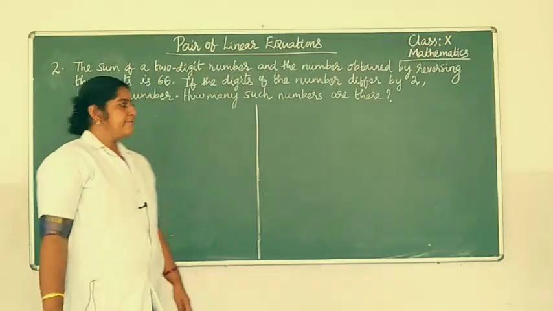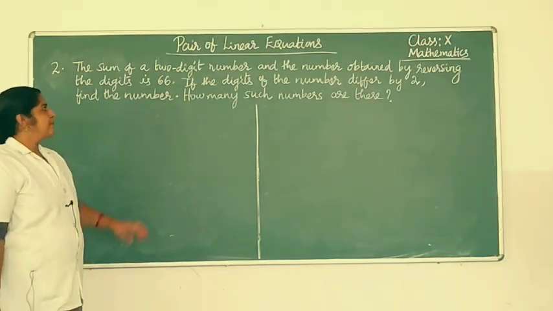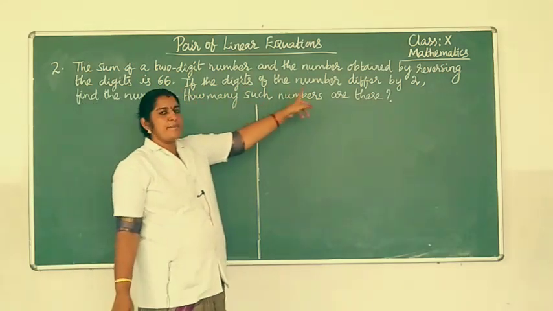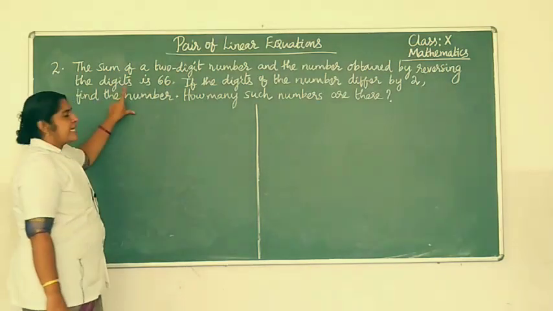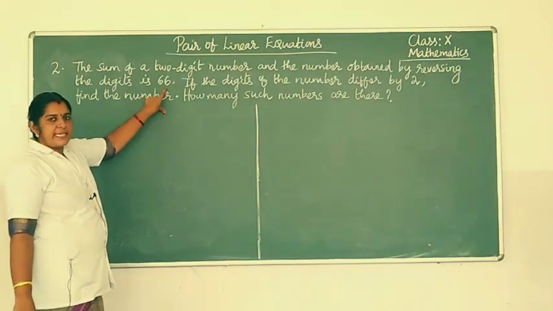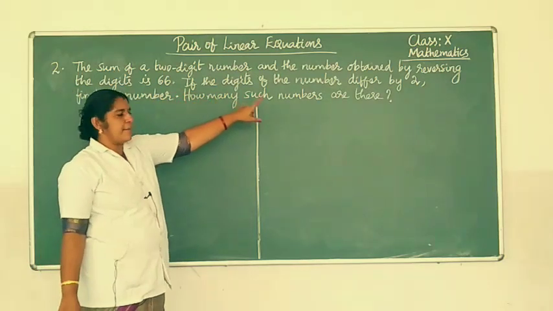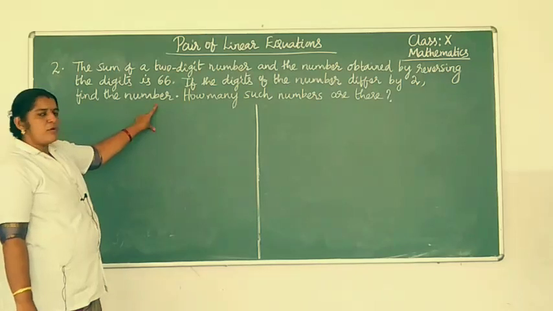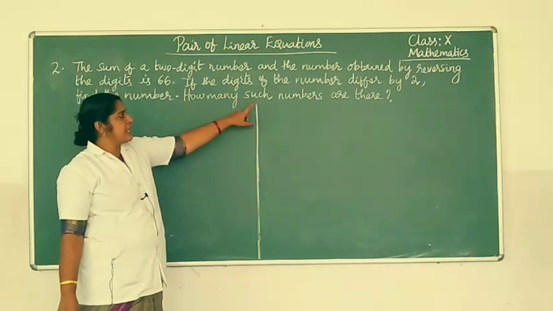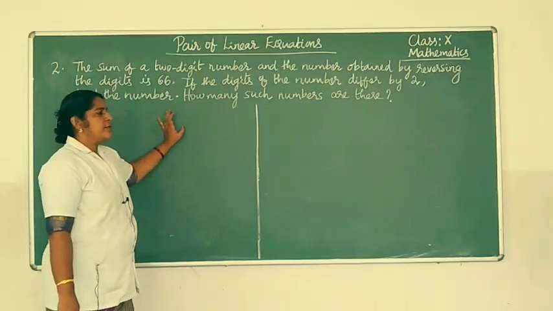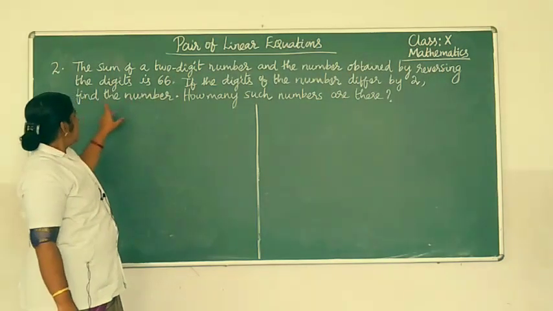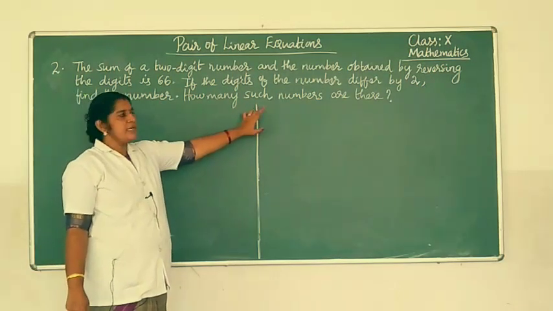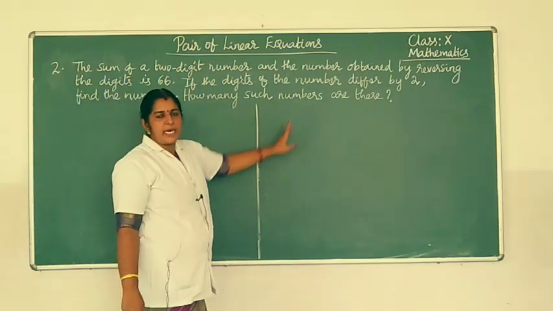Now come to the second question. What is the second question? The sum of a two-digit number and the number obtained by reversing the digits is 66. If the digits of the number differ by 2, find the number. One more question is there: how many such numbers are there? So here you need to answer two questions. They are: find the number, and how many such numbers we can find out.